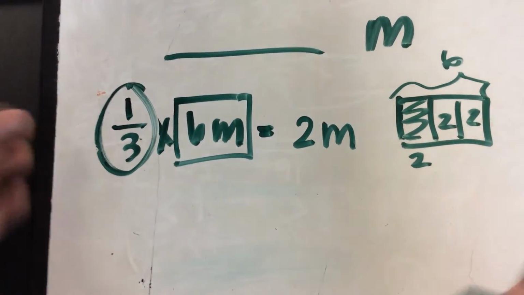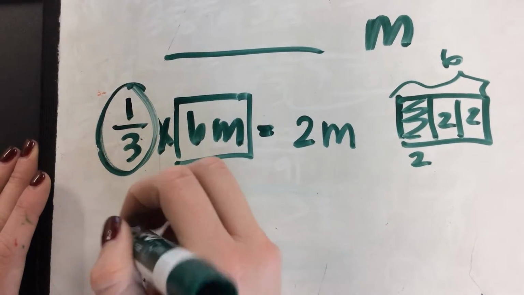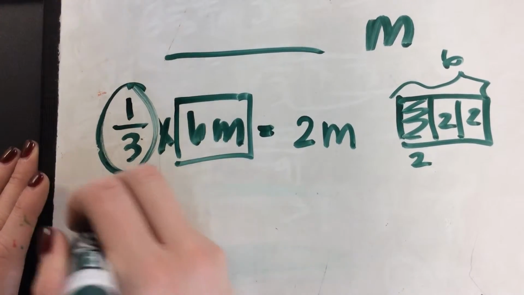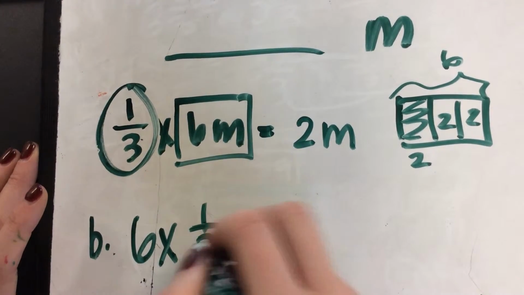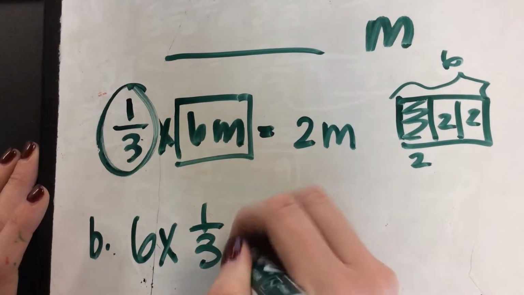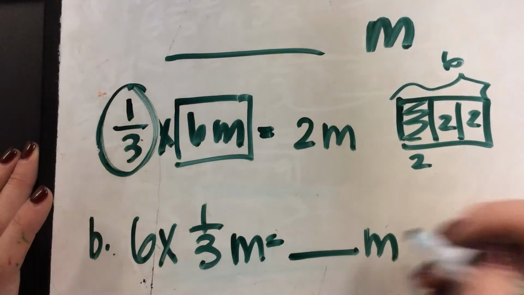So that worked out. Let's do the next one, which is 6 times as long as 1/3 meter. So let's do that. 6 times as long as 1/3 of a meter equals how many meters?